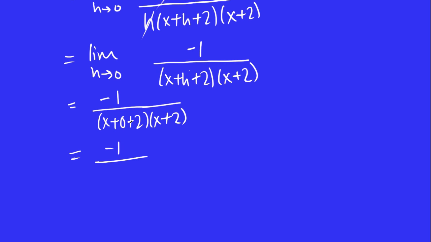So this is really x plus 2, right? And there's another x plus 2 here, so this is x plus 2 squared. And there it is. So the derivative of the original function there is equal to negative 1 over x plus 2 squared.